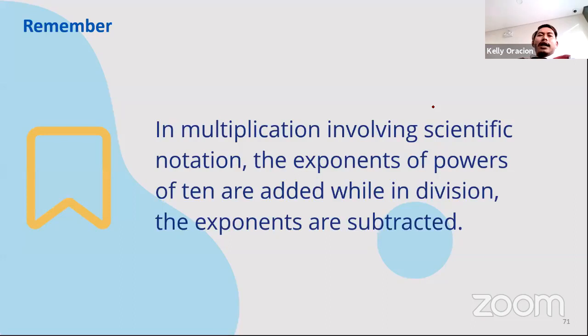So again ha, in multiplication involving scientific notation, the exponents of powers of 10 are added, when in division, the exponents are subtracted. I-multiply ang number, then i-add ang exponent, that's for multiplication. And for division, i-divide ang numbers, then i-subtract ang exponent.